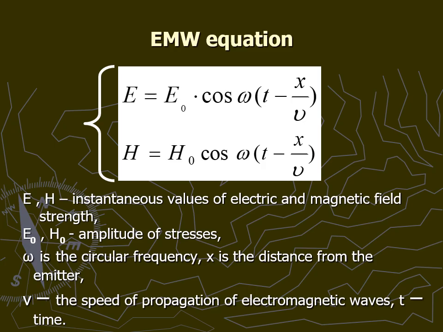Also in this formula, we see that there is a frequency, a circular frequency, and in this case we also get a dependence on time, denoted by the letter t, a dependence on the coordinate, or on the distance from the source of this wave, x, and also a dependence on the speed of propagation of the electromagnetic wave.